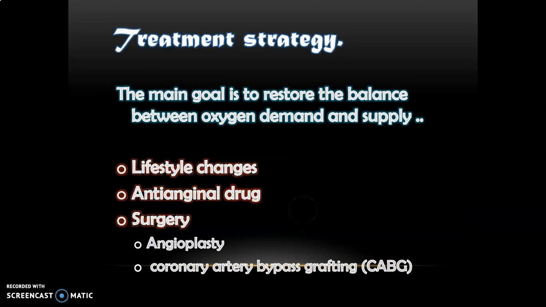So let's see the treatment strategy for angina pectoris. The main goal is to restore the balance between the oxygen demand and supply. So what can we do? We can modify the lifestyle. We can also use antianginal drugs, and sometimes surgery is necessary, like angioplasty or coronary artery bypass grafting. So these are the treatment strategies for the anginal attack.